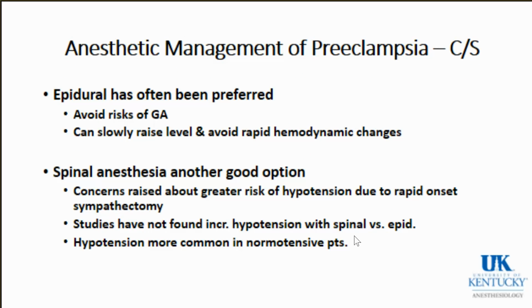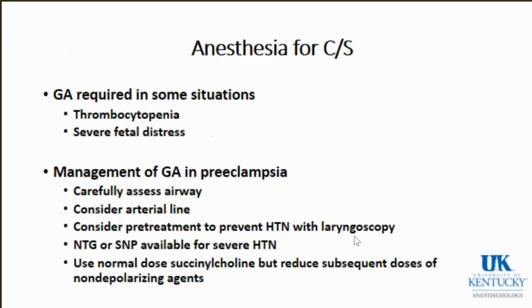As I mentioned, epidural has often been preferred for C-section, avoiding those risks of general, and also this is a case where you oftentimes do have compromised uteroplacental perfusion. You can more slowly raise the level and avoid any rapid hemodynamic effects. But spinal anesthesia is another good option because you get a block more quickly, and although you may see some hypotension, it's less likely than in a normotensive patient, and you can quickly treat it if it needs to be treated.